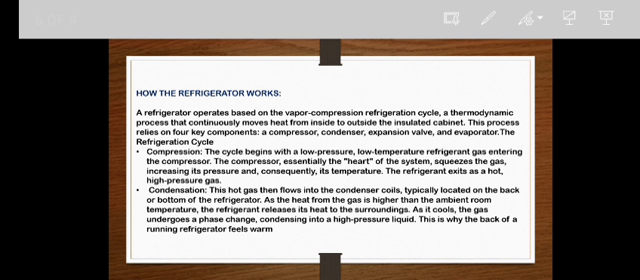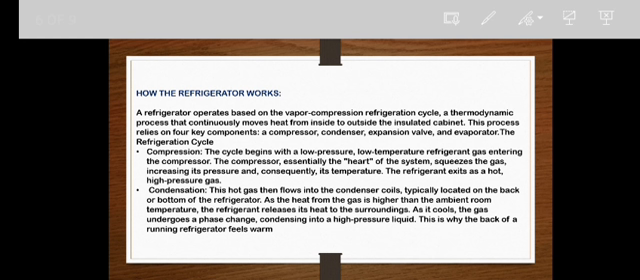Compression. The cycle begins with a low pressure, low temperature refrigerant gas entering the compressor. The compressor is essentially the heart of the system. The compressor squeezes this gas, and its pressure increases and its temperature also increases. So the refrigerant exits as a hot high pressure gas. Then it enters into the condensation coils.